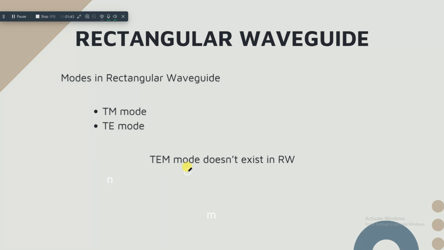So there are different modes in rectangular waveguide. One is the TM mode and then the TE mode. However, TEM mode does not exist in the rectangular waveguide. The detailed proof of why it doesn't exist we'll see in the later part of the video.